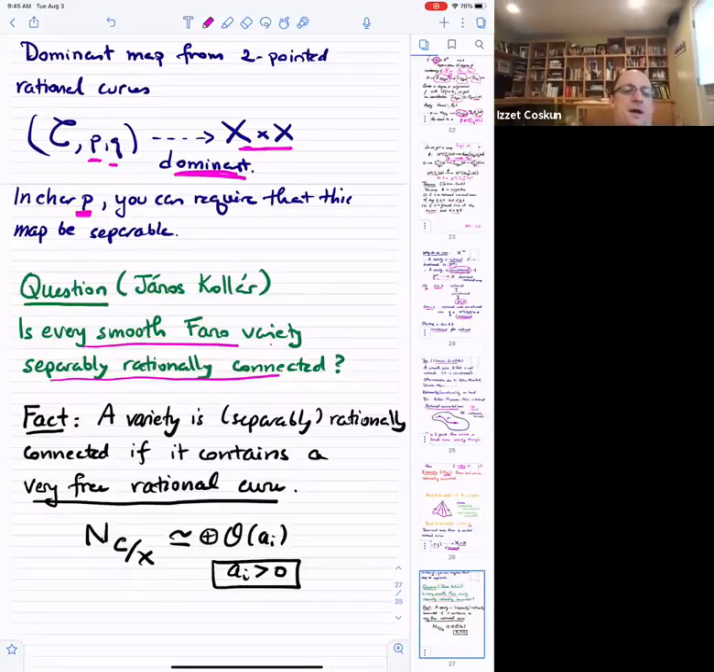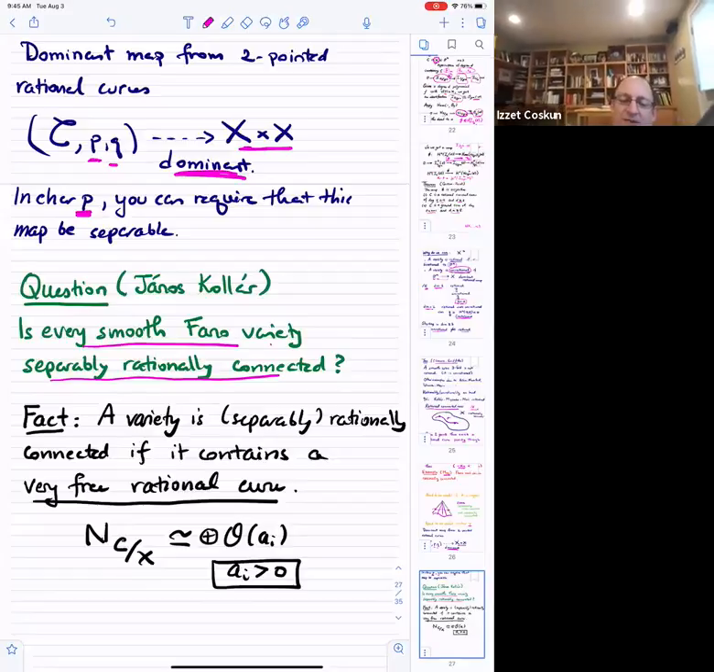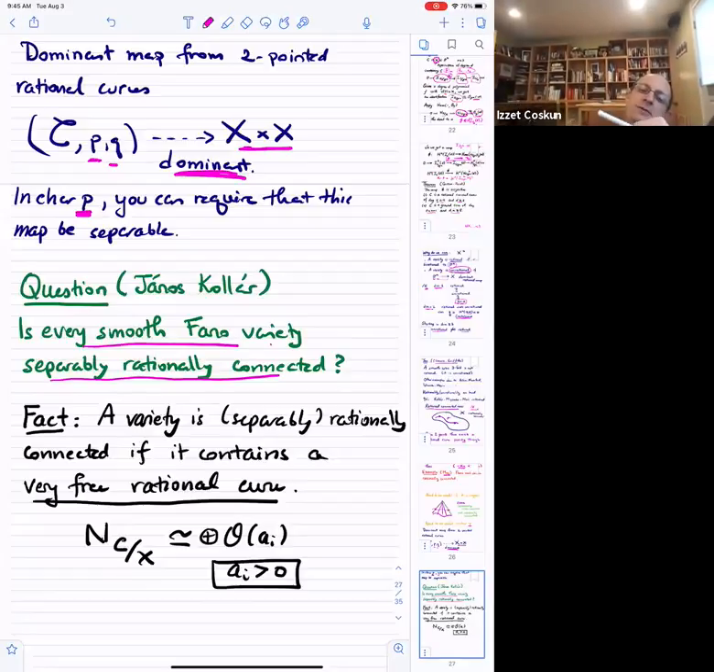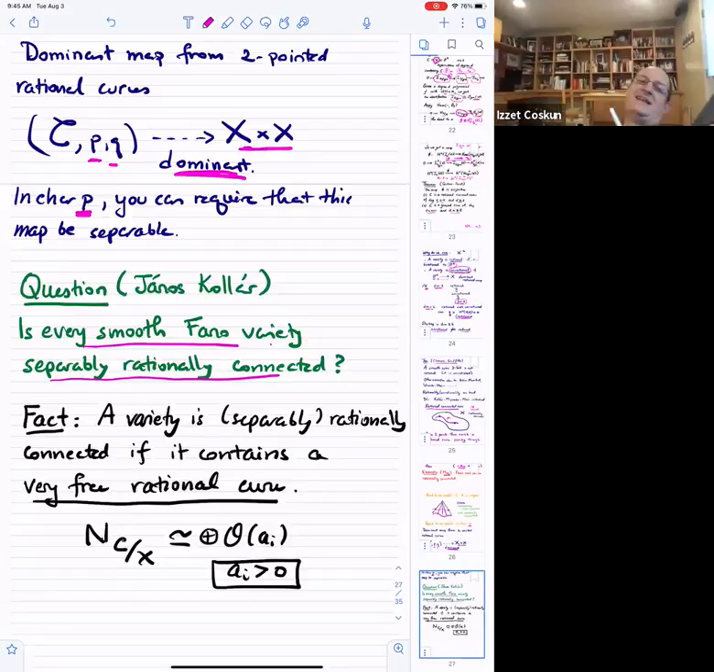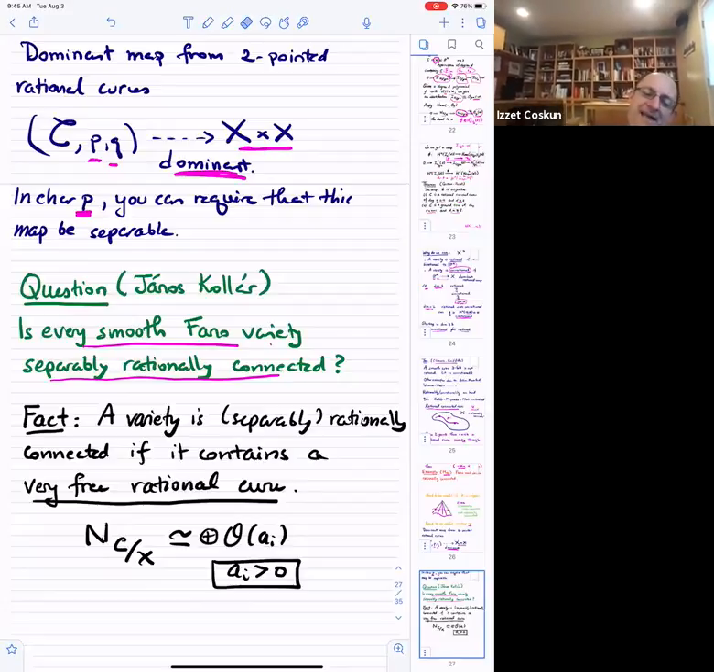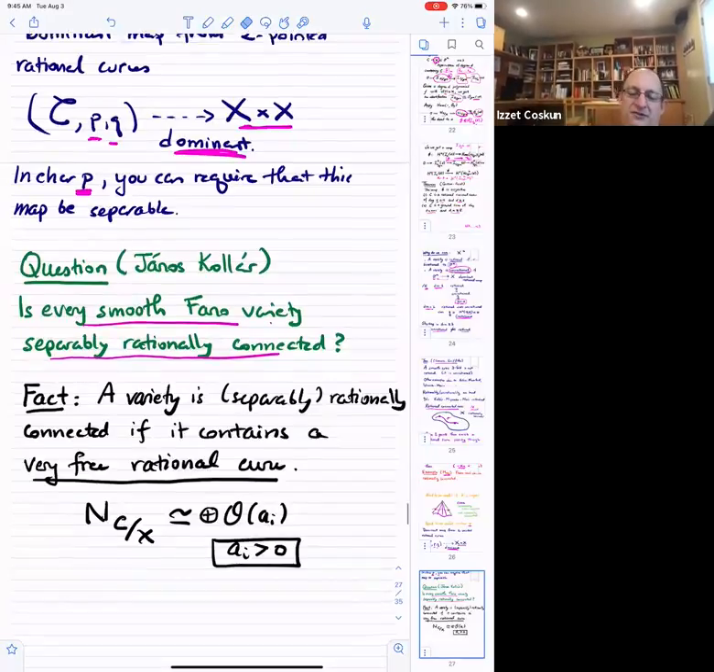Okay. Final fact that you need to know. By the way, I should have said this, but János has a beautiful book on rational curves. It's called something like Rational Curves on Algebraic Varieties. I recommend reading that book if you're interested in any of these topics. The basic fact is that a variety is separably rationally connected if it contains a very free rational curve.